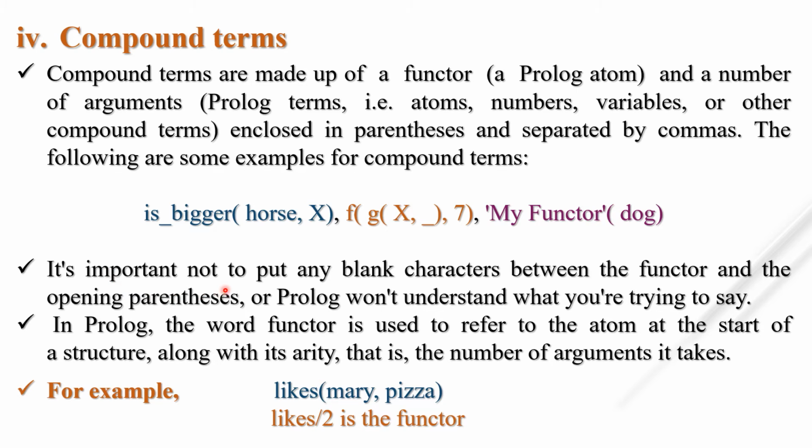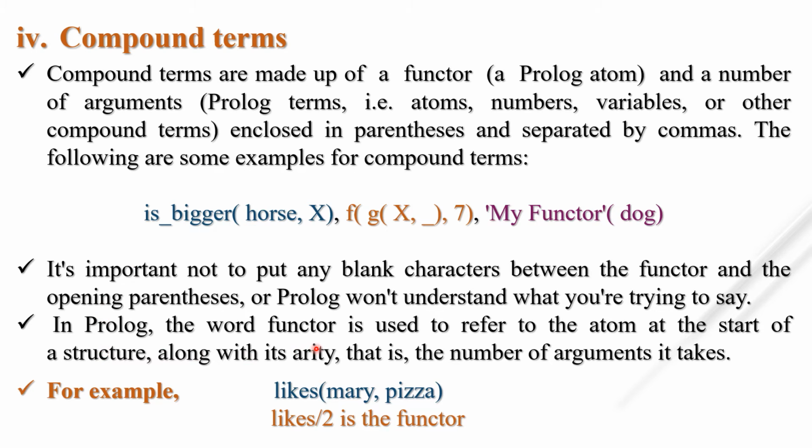It is important not to put any blank character between the functor and the opening parenthesis. The name before the opening bracket is known as the functor. For g, g is the functor. For f, f is the functor. Otherwise, Prolog won't understand what you are trying to say. So we have to take care that after the functor, we don't specify any blank space.